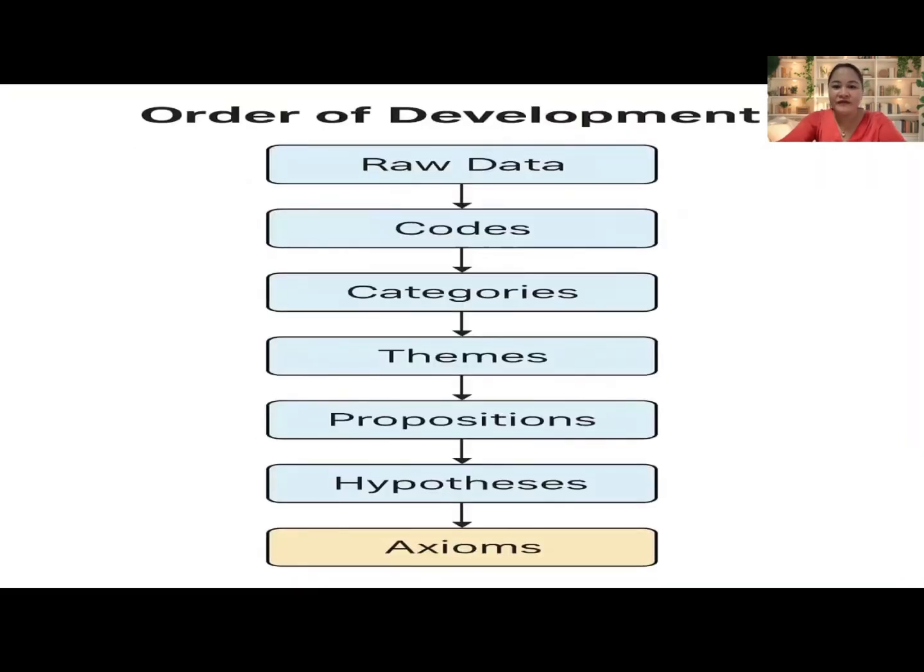So we have the order of development, starting from the raw data. You're going to code, and that is how you develop a theory. From the raw data, you code, then categorize, create the themes, propositions, hypotheses, and actions, or create axioms, propositions, and hypotheses.